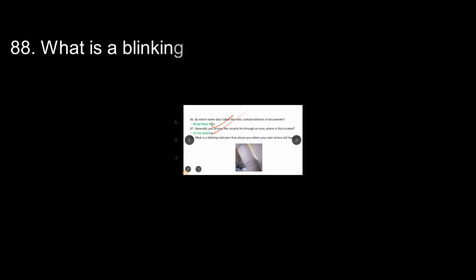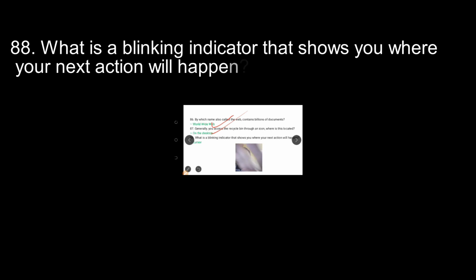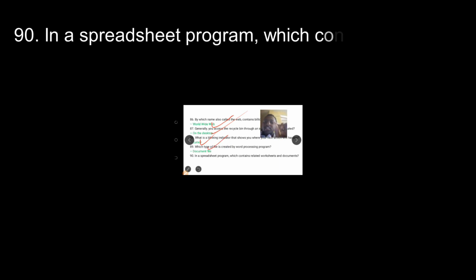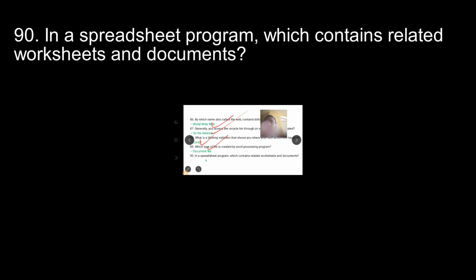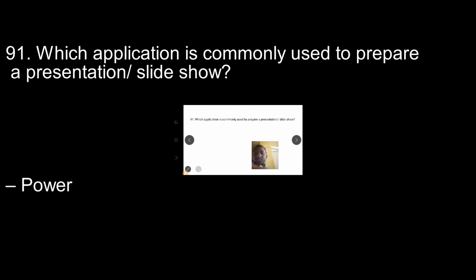Good. What is a blinking indicator that shows you where your next action will happen? This is the cursor. Which type of file is created by a word processing program? This is a document file. What is a spreadsheet program file which contains related worksheets and documents? This is called a workbook. Which application is commonly used to prepare a presentation or slideshow? PowerPoint.